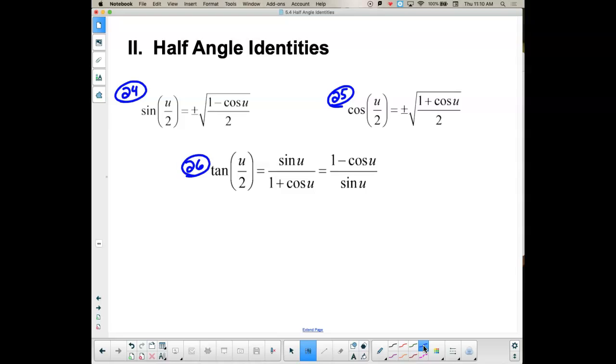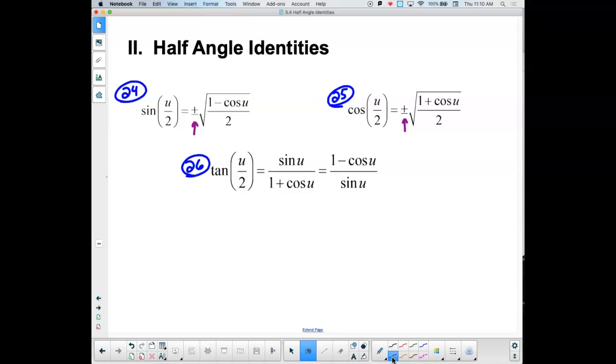Now, you'll notice too that on your identities page we have an extra identity for tangent of a half angle. But that's kind of a nastier one because it's a square root one. One thing that I will also draw your attention to on these formulas is the plus or minus signs in the sine and the cosine ones. And that is going to be determined based off of where your angle is.